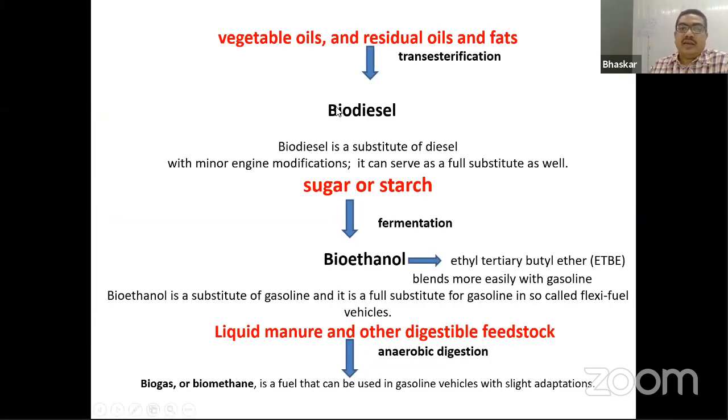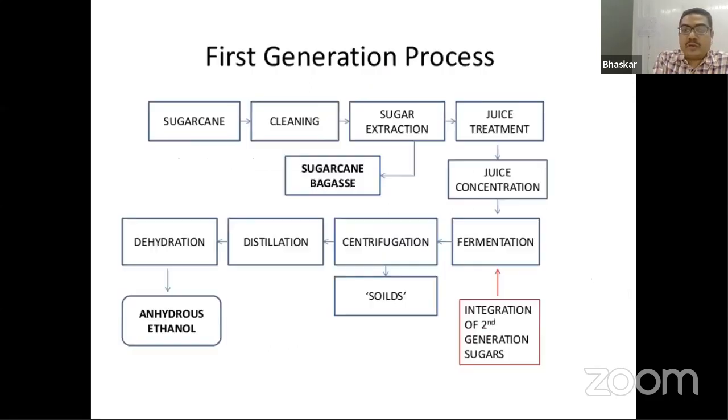So biodiesel is a substitute of diesel, and it can be used up to 20% blending without any modification of the engines. So it can be used in compression ignition engines without any modification when it is blended up to 20% with the mineral diesel. And if we go beyond that, some modification in the engine may also be needed. Then bioethanol could also be produced from sugar and starch by fermentation, and then by anaerobic digestion, one could get biogas or biomethane. So I will skip this slide.